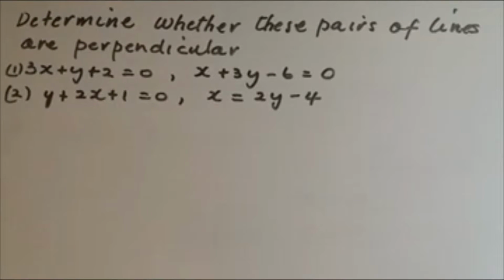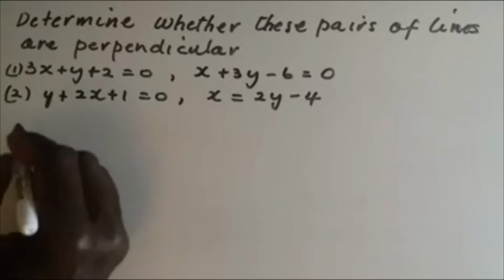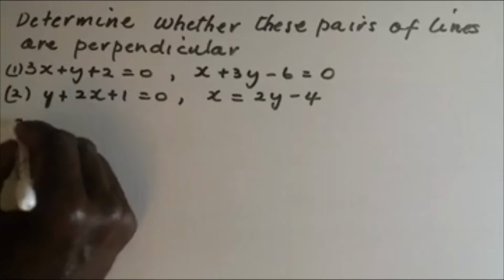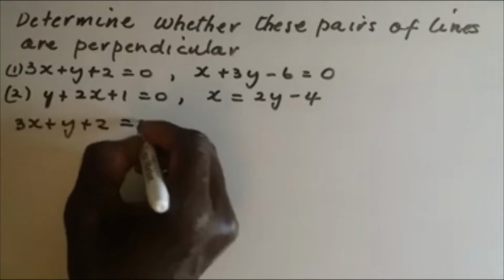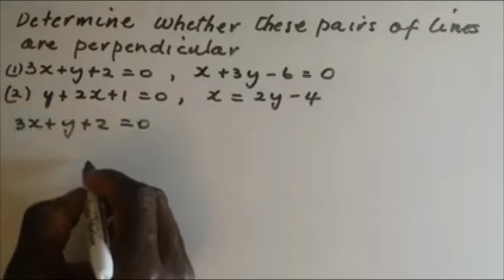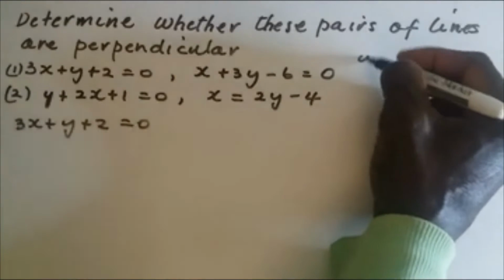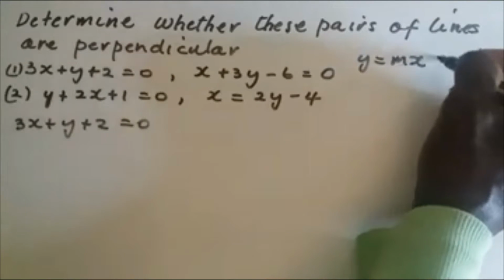Hi, we need to determine whether these pairs of lines are perpendicular. Let's start with number 1. In the first of the pair, we have 3x + y + 2 = 0. We'll rearrange these in the form y = mx + c.